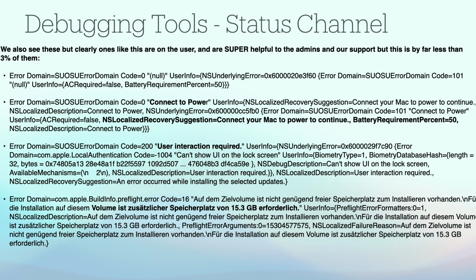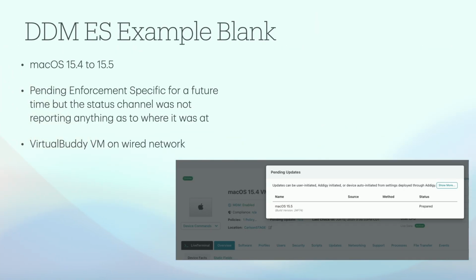So again, if you know where it is in your vendor's MDM, or find out where it is, or ask them if there's a way to pull that through the API, because if you have a device that's stuck, it's super helpful to understand what's actually going on device side. So let's take a look at an example where you're thinking it's pending, but there's nothing from the status channel really about why it's pending.